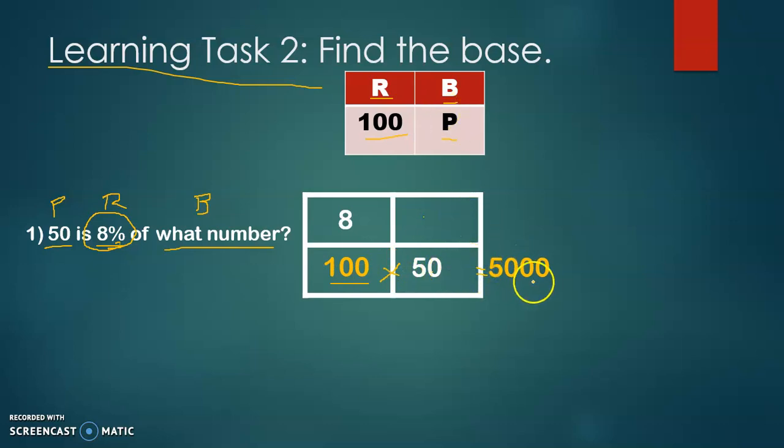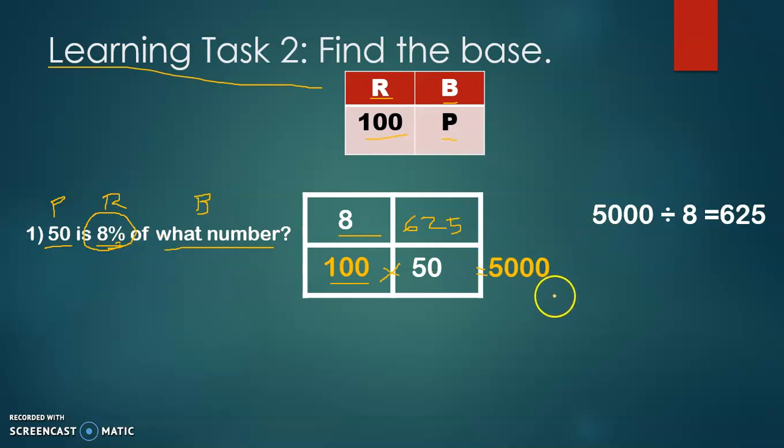Okay. Pagkatapos niyan, i-divide mo siya sa remaining number, that is 8. So, 5,000 divided by 8. The answer is 625. Okay? So, 50 is 8% of 625.